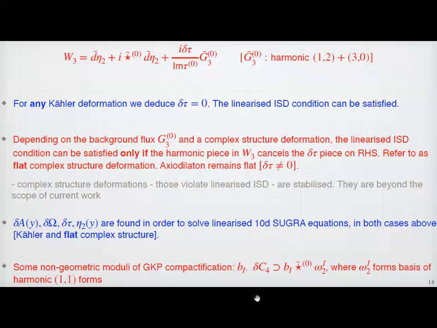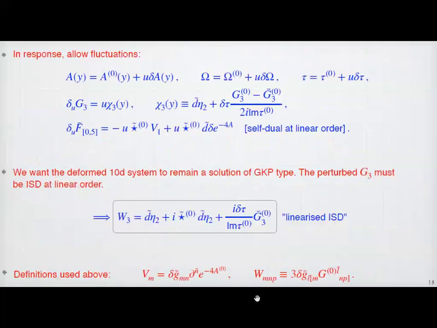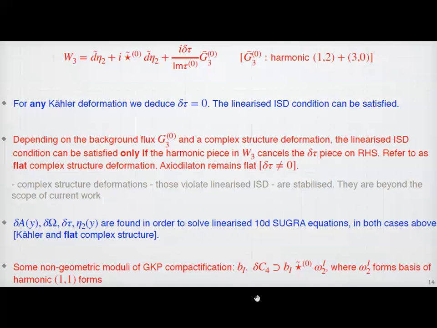And we will refer to these complex structure deformations as flat complex structure deformations. And since this cancels with that, delta tau should be non-zero. So tau varies also, the axiodilaton also remains flat in these cases. So these will be in our scope of discussion. So these are in the moduli space, and all Kähler deformations. However, there are complex structure deformations given a background G3 class. They violate the linearized equations and they are the stabilized ones.